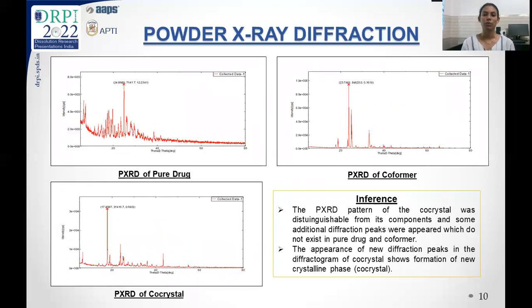Next, we performed the powder X-ray diffraction study for our pure drug, coformer, and co-crystal. By looking into the diffractogram of the pure drug, coformer, and co-crystal, we concluded that the XRD pattern of the co-crystal was very much distinguishable from the pure drug and coformer, and some new additional peaks were also observed in the co-crystal diffractogram, which indicates that there is a formation of a new crystalline phase, that is, the co-crystal.